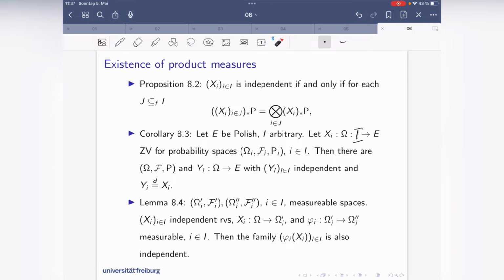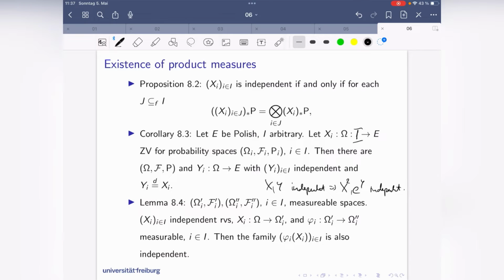Okay, then next basic lemma. If we have Xi's which are independent, and we have phi i's to some other measurable space, and they are measurable, then also the functions phi i of Xi are independent. And that means, for example, if X and Y are independent, then, for example, also X squared and e to the power of Y are also independent.